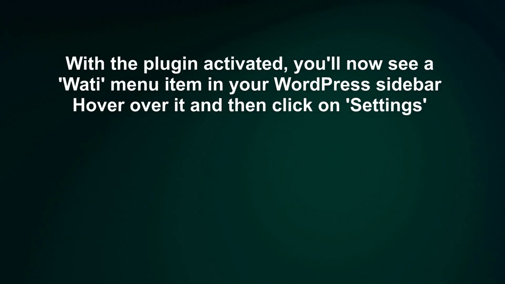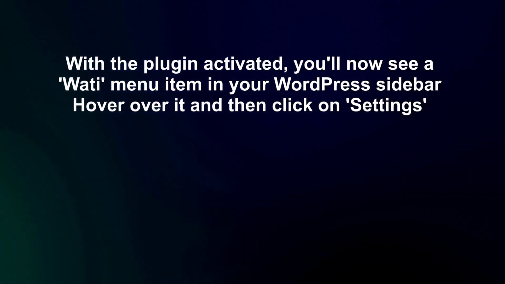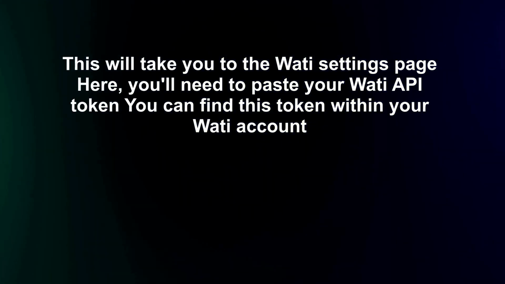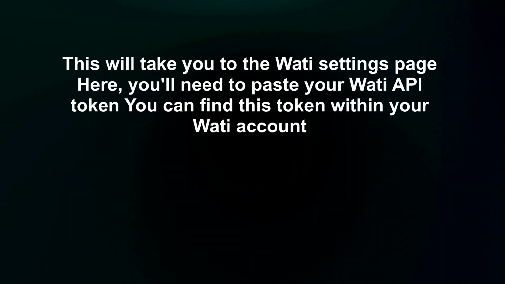With the plugin activated, you'll now see a Wati menu item in your WordPress sidebar. Hover over it and then click on Settings. This will take you to the Wati Settings page. Here, you'll need to paste your Wati API token. You can find this token within your Wati account.